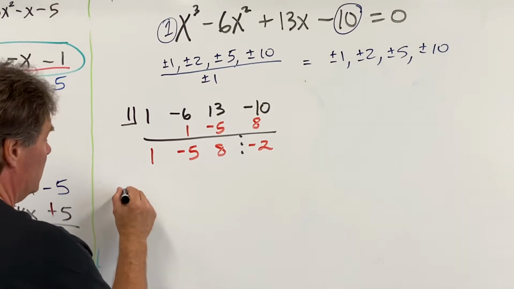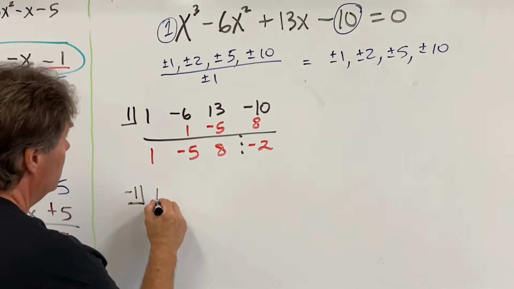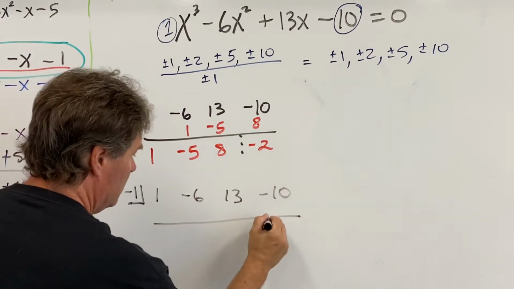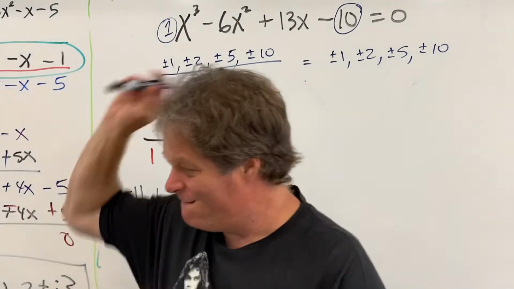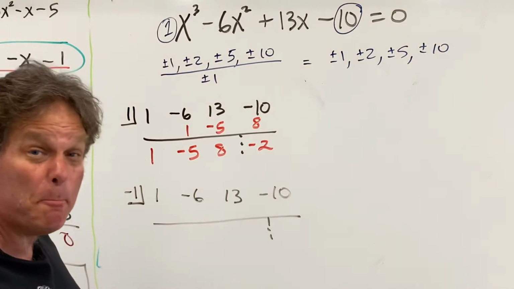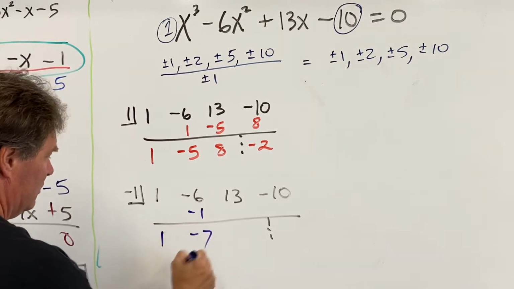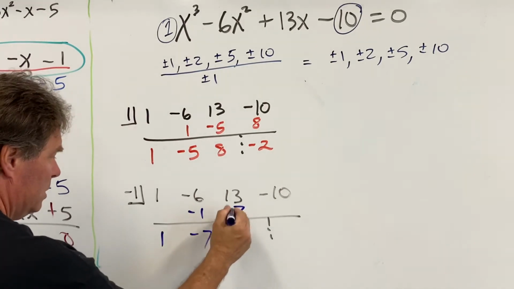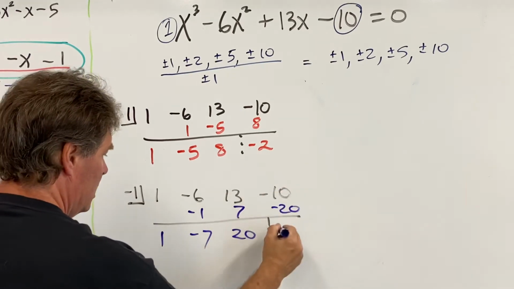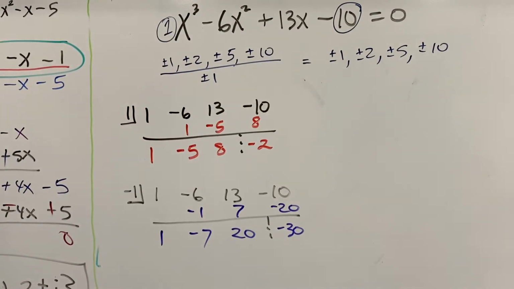Okay. So knocked one of them down. Let's try negative 1. Okay. Let's see if that works. We got 1, we're using the same numbers, 13, negative 10. Oh, so close. It almost made it, but it bounced off. Okay, bring it down. 1, negative 7, regular 7, 13 and 7 is 20, 20 and negative 1 is negative 20. Negative 30, that is not 0.